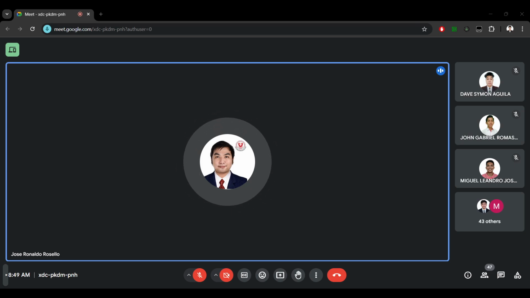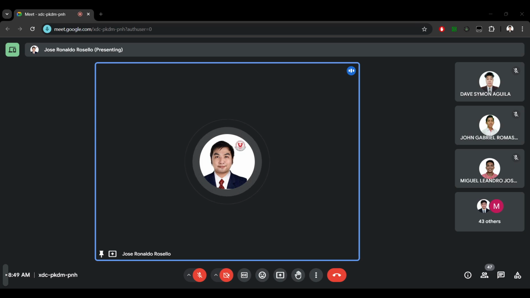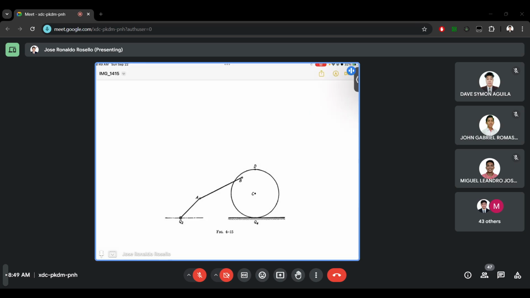Okay, isa pa tayong example. Pagkatapos ng example nito is, sa linggo na ulit. Kasi, again, wala ako sa Sabado eh. Magpapasikat muna ako.